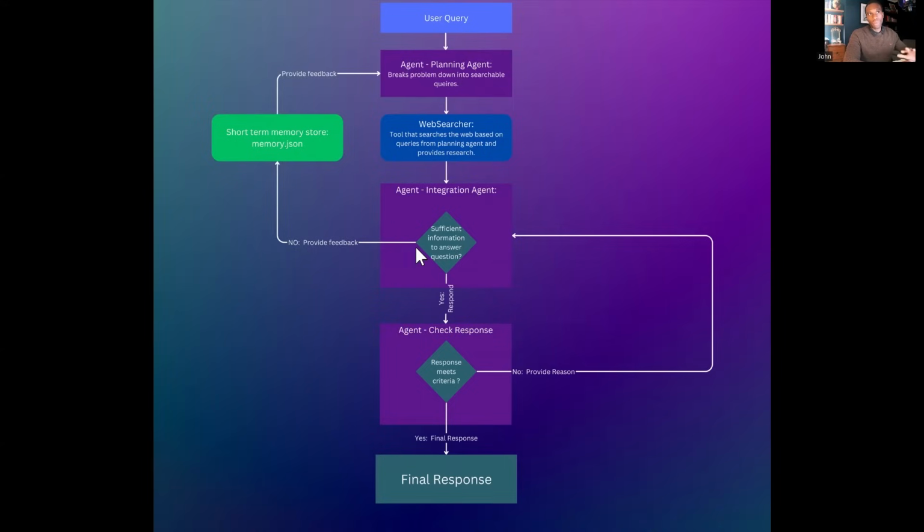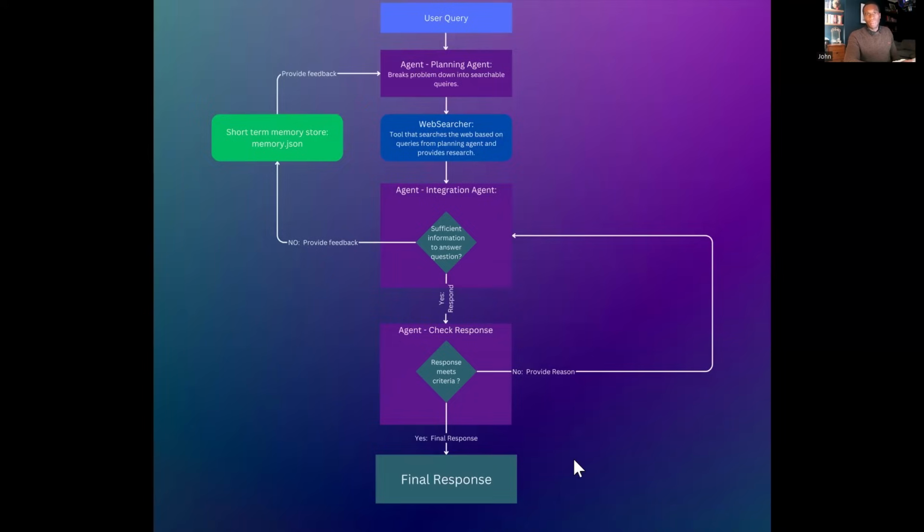If it is sufficient to answer the question, then we move on to the next agent, which checks the response. So it's checking the response for mainly formatting things and coherence. If it meets the criteria, then we provide a final response. If it doesn't meet the criteria, there's a reason that is provided for why it didn't meet the criteria, and that's sent back to the integration agent, which will correct the response in order to provide a response that meets the criteria we need. That's the overall agent schema. It is fairly simple. This is going to be available to you in the GitHub repo, so don't worry if you didn't get that right now. I think when everything comes together, it will become clear how this agent works.